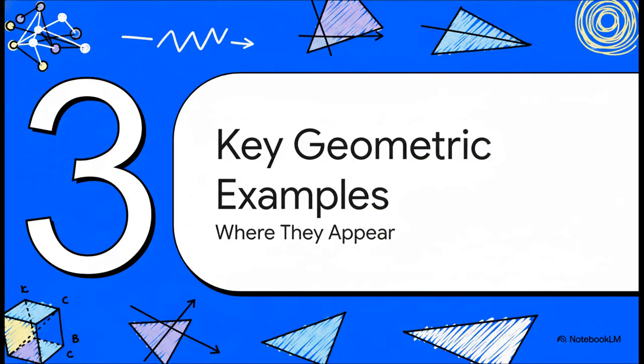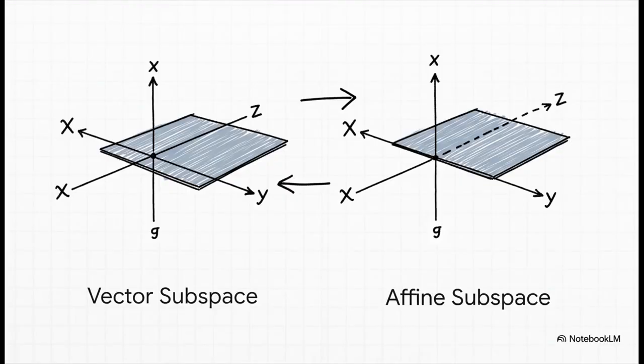Now, I know this might seem a little abstract, but trust me, affine spaces are hiding in plain sight all over the place in math and physics. Let's look at some real examples. The most familiar example is just good old Euclidean space.